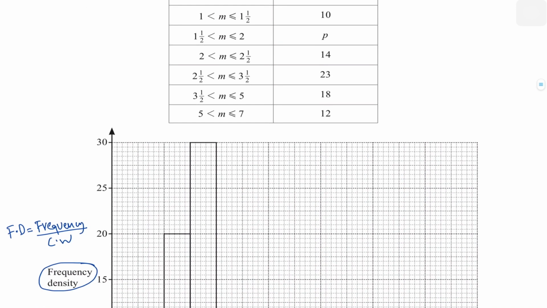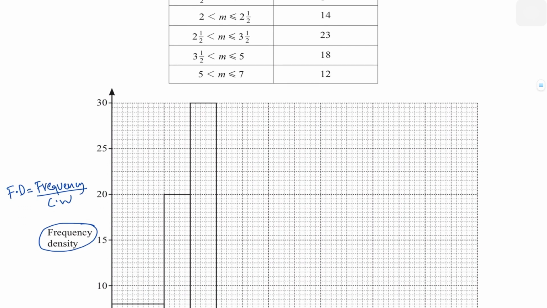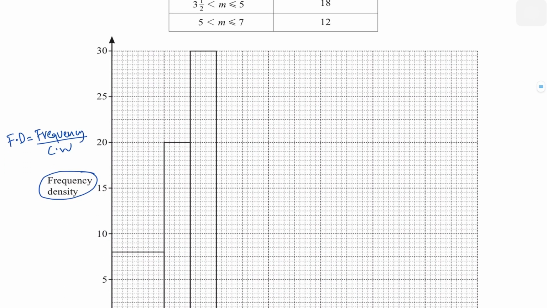If you want to learn how to plot a histogram, I have a video on it, and you can search for it. You'll probably find it in the statistics playlist.